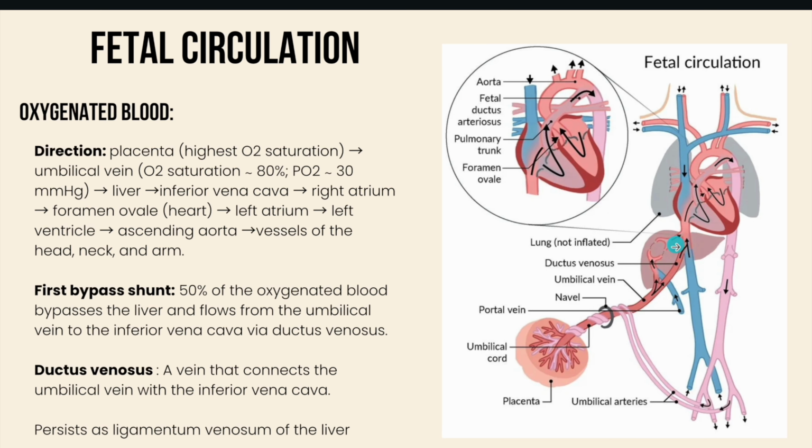However, this entire structure right here, which is called the ductus venosus, is a vein that connects the umbilical vein directly to the inferior vena cava. So the oxygenated blood would sometimes pass the liver and empty directly into the right atrium. During fetal life, it's called the ductus venosus and acts like a vein. However, after delivery, it persists as the ligamentum venosum of the liver.